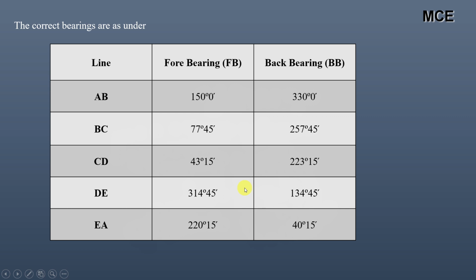So this is how you can calculate the correct bearings using the included angle method. You just have to make a rough sketch of the traverse, find the included angles, and thereafter take the station where local attraction is not suspected, since bearings from those stations are correct. Then accordingly, from the closed traverse, either add or subtract the bearings from the angles to get the correct bearings.